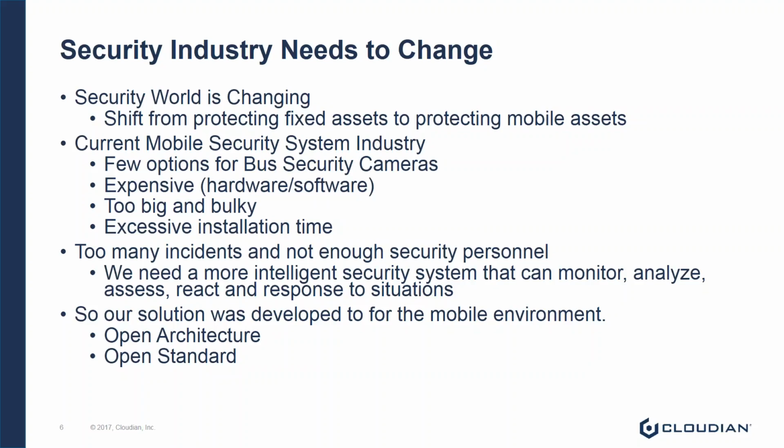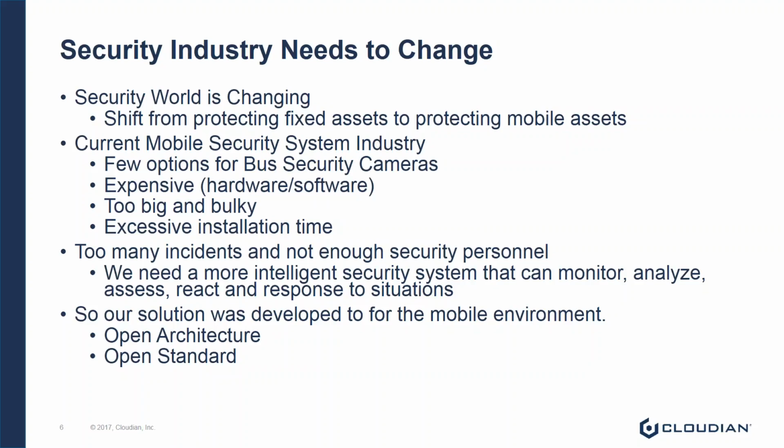There are also too many incidents and not enough security personnel. This is what we're facing right now. We only have one person doing the investigation for the entire bus line. So we know that we need a more intelligent security system that can monitor, analyze, assess, react, and respond to a situation as quickly as possible. Because in a situation, you want the officers to respond right there as fast as they can. Otherwise, it escalates to something more serious, stabbing or death. And that has happened in our bus industry.